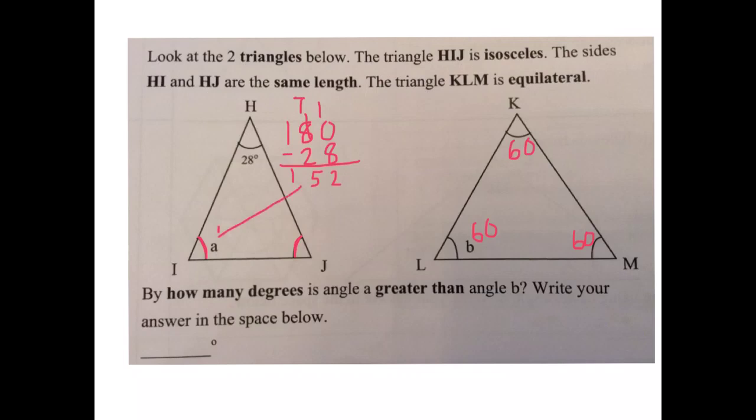But that 152 must be split between these 2 bottom angles. So I need to divide it by 2. 2 into 15 goes 7 times, it's 1 over. 2 into 12 goes 6 times. So each angle at the bottom here is 76 degrees. Now we can work out how many degrees bigger A is than B. Because A is 76, B is 60, we can do a little bit of mental math to work out that the difference is 16 degrees.